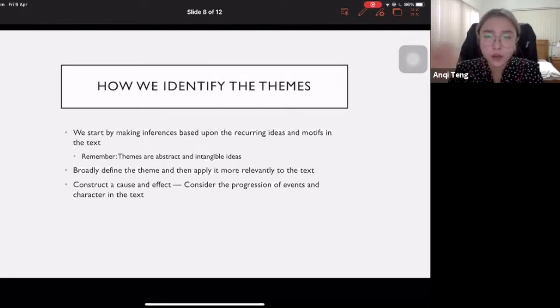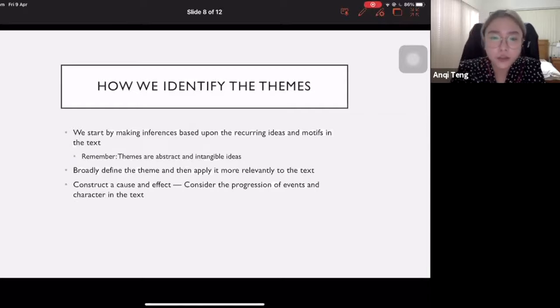Once we have identified a very broad, abstract and intangible idea, we define it. Obviously, words have multiple definitions. They are used differently in different contexts. So we give a broad definition and then we narrow it down and apply it more relevantly to a particular text. An example of this would be the theme of love. Love is a very broad idea, but there are many different types of love.